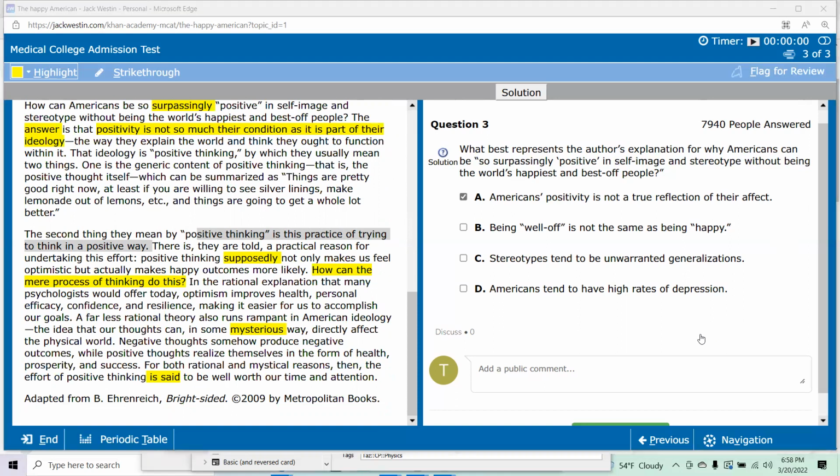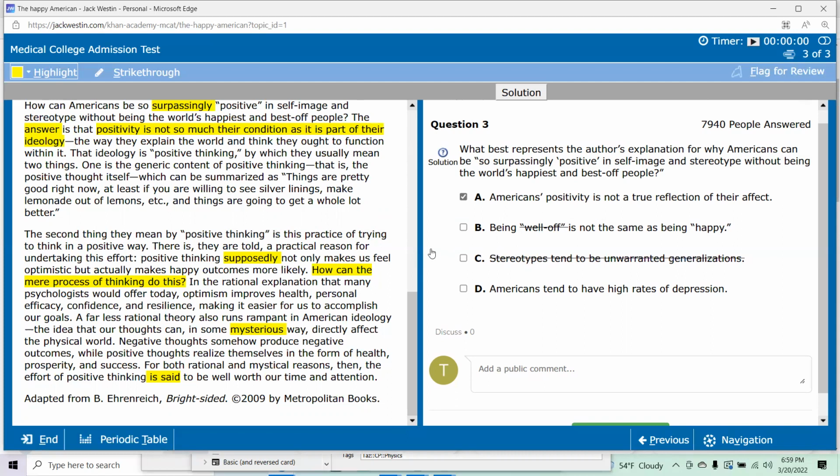And we look at the other ones. Being well off is not the same thing as being happy. Does he ever talk about being well off or prosperity? It doesn't even make sense. Exactly. If it doesn't make sense, you get rid of it. Stereotypes tend to be unwarranted generalizations. I feel like that's counterproductive towards what he's saying about Americans. Absolutely. It's totally the opposite, right? He's stereotyping all Americans, is he not? Yeah. So this is bogus. This is the opposite of what he's saying.